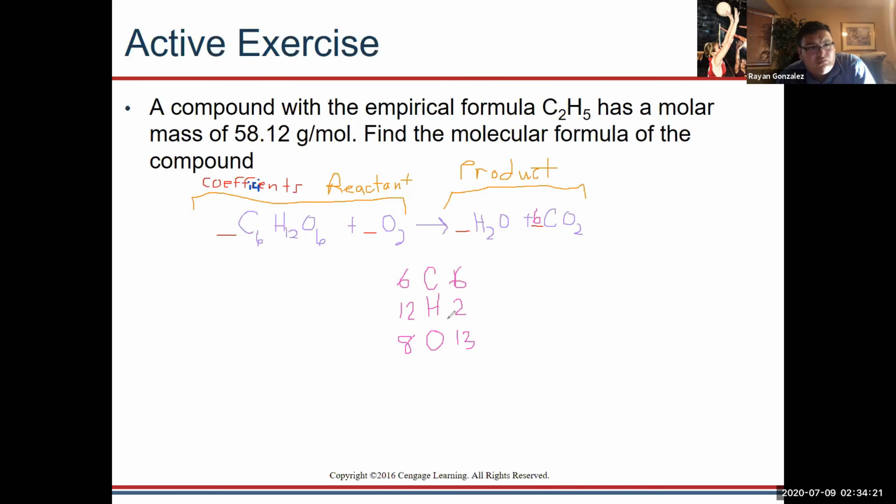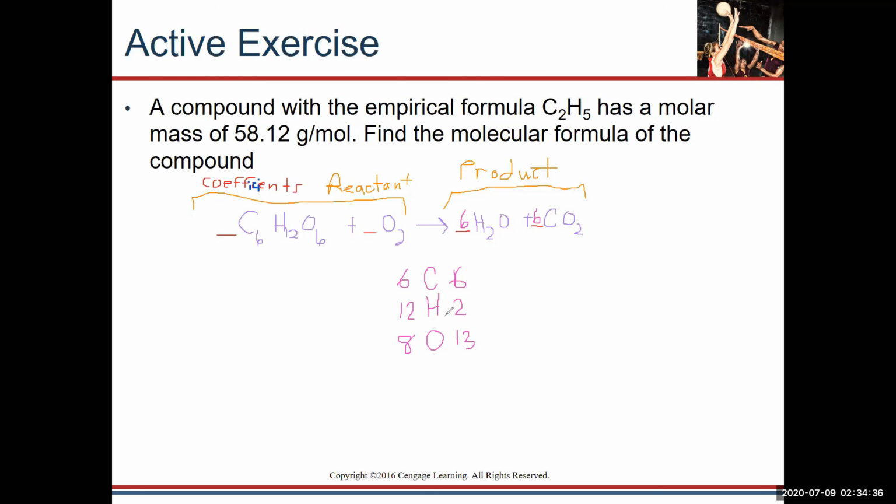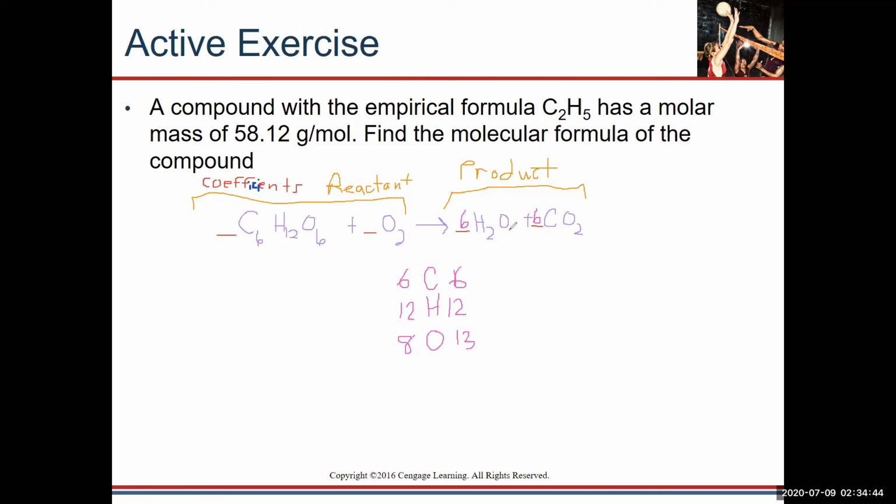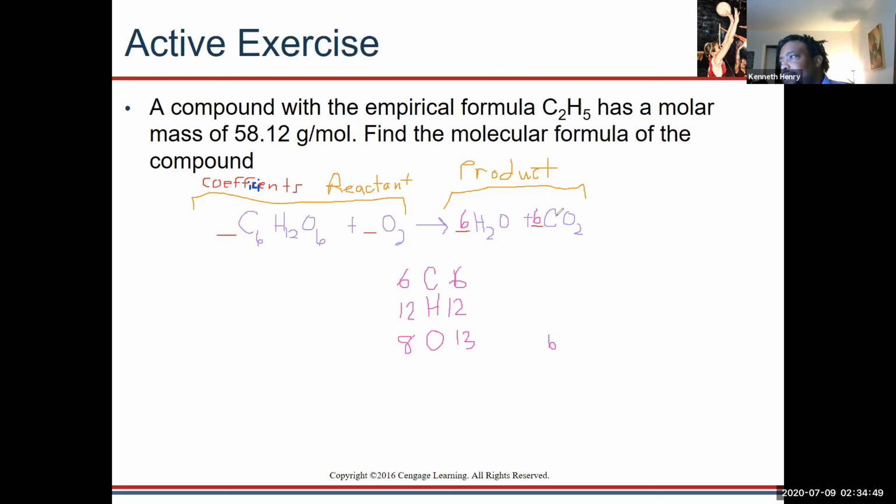No. Okay, what do I need to do to make my hydrogen balance on the product side? 6. So put a 6 in front of here. Then I have 6 times 2, which is 12. And then I have 6 for my oxygen, 6 times 1 is 6, plus the ones over here, 12. That's 6 times 2 is 12, that's 18.